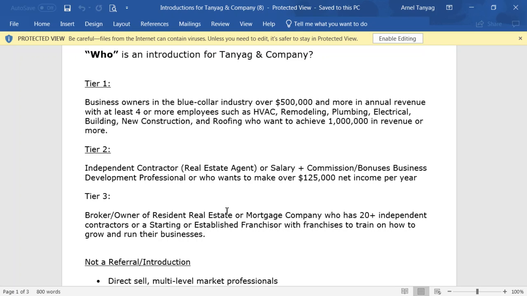So when you're thinking about introducing people, you want to look at it from the perspective of: is it a business owner? Are they doing over $500,000 in revenue or more? Are they an independent contractor?